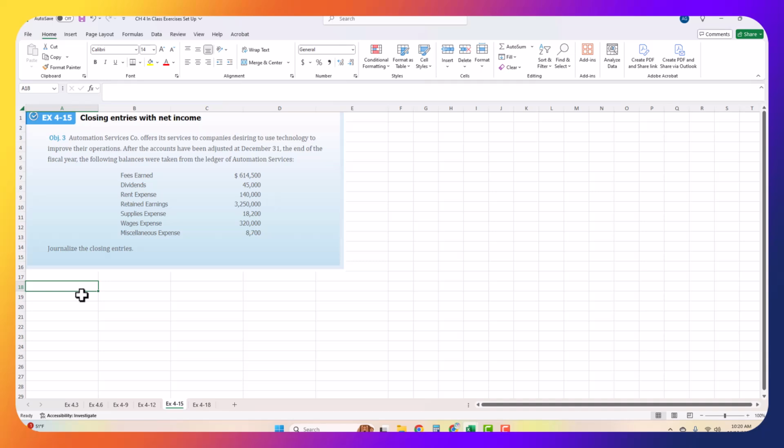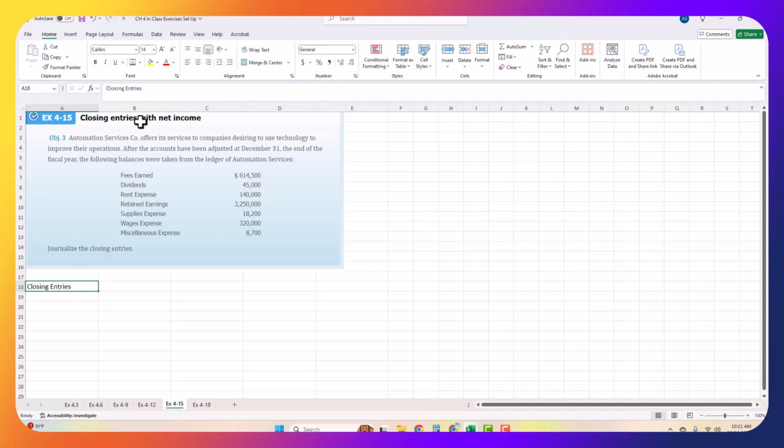So it says that the automation service company offers companies desiring to use technology to improve their operations. After the accounts have been adjusted at December 31st year end, the following balances were taken from the ledger. So they have fees earned, revenue, dividends, and then they have expenses, rent expense. They have the retained earnings total. They have supplies expense, wages expense, and miscellaneous. So remember, there are two closing entries.